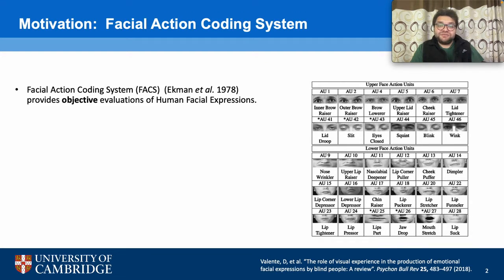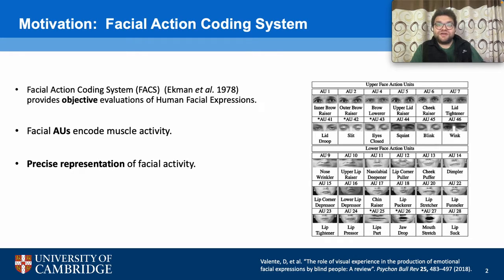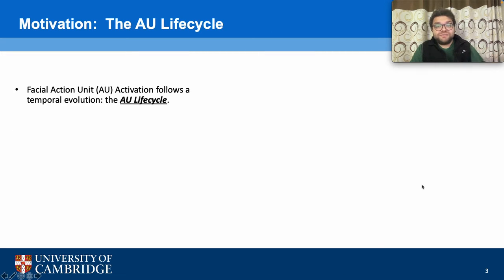The Facial Action Coding System, as proposed by Ekman et al., provides an objective evaluation of human facial expressions by encoding facial muscle activity in terms of their contractions and relaxations. Thus, facial expressions can be encoded precisely to depict which part of the face moved and how, without needing any subjective interpretations. Action unit activation patterns follow a temporal evolution, here referred to as the AU life cycle.